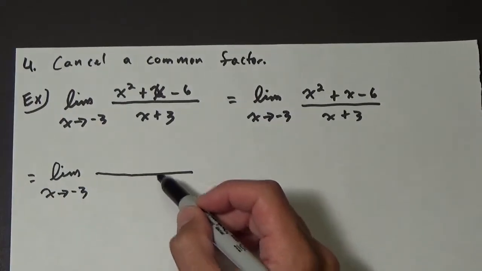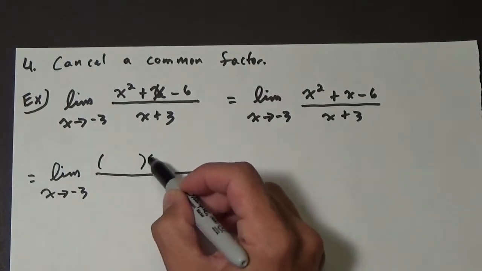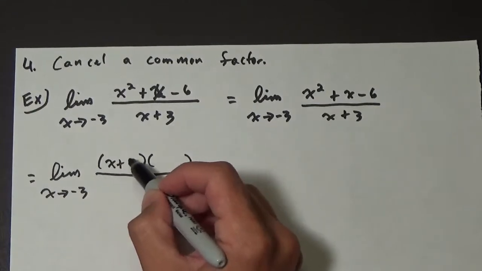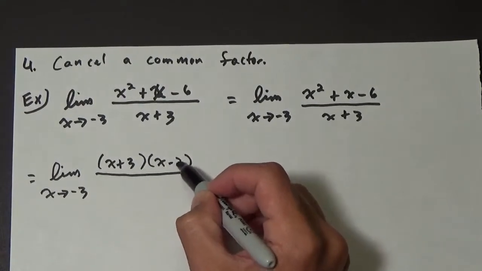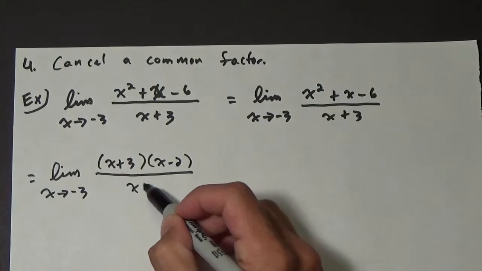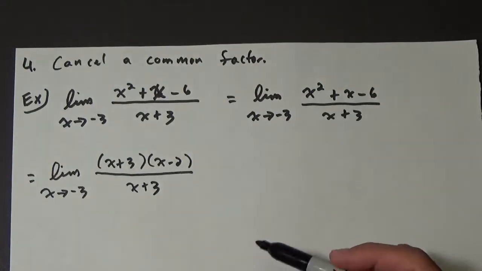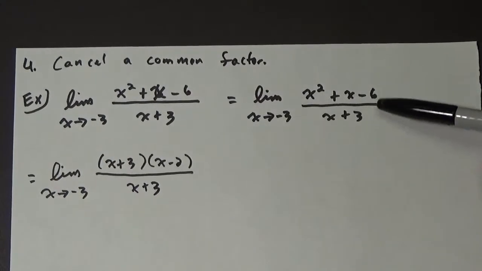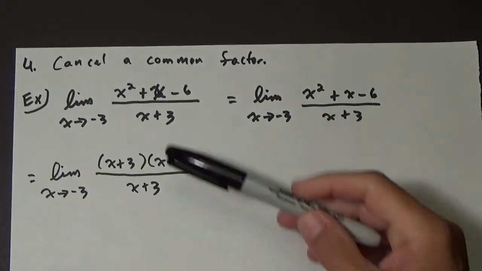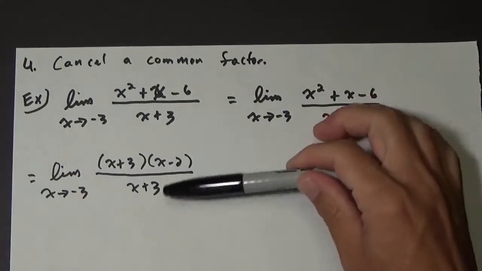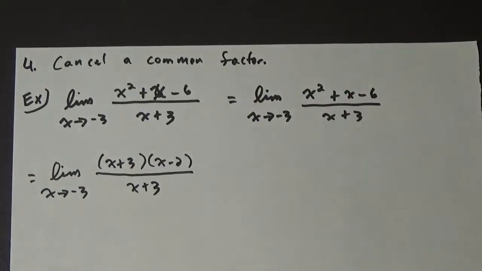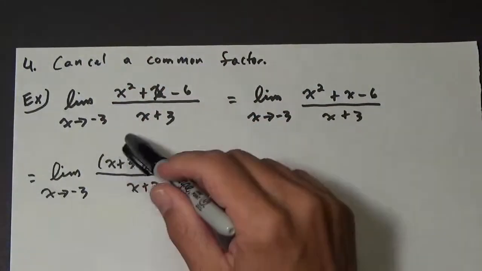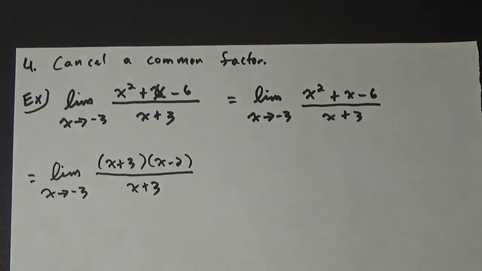All right, so what are the factors of this? We have x plus 3, x minus 2. Now the whole idea about this is, because we get 0 over 0 up here, there's a lot of times, especially with polynomials, there's a reason why it's 0 over 0. And it's because we have an x plus 3 both in the numerator and the denominator. Just this x plus 3 is one of the factors.